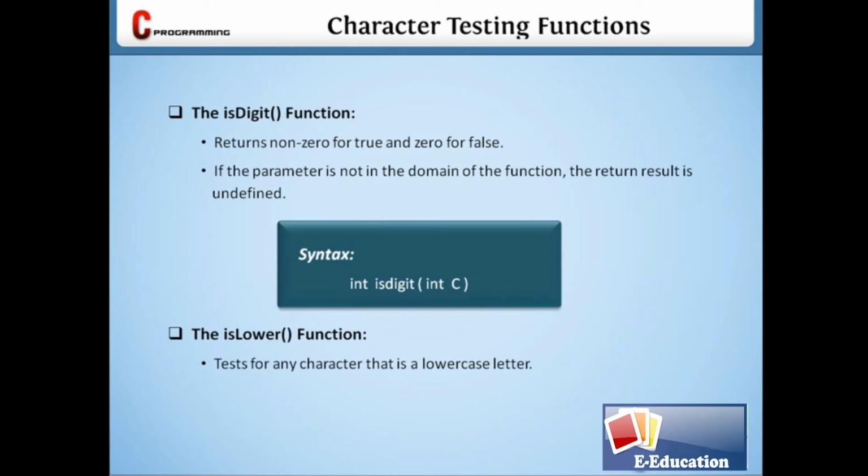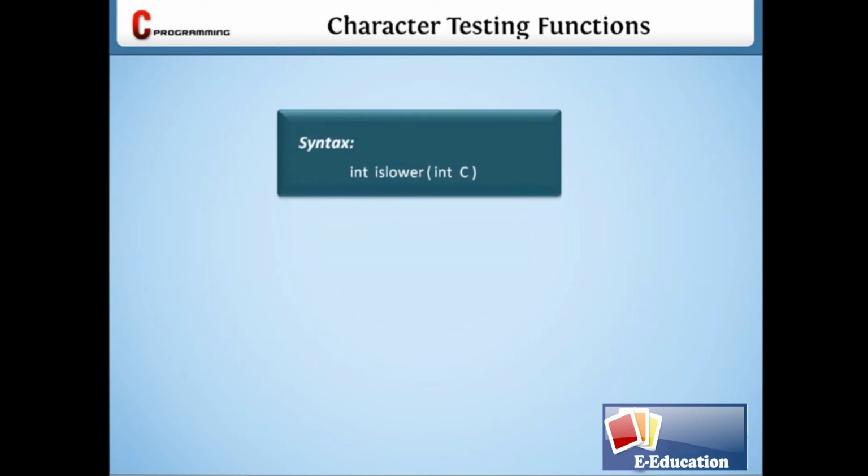Now we'll discuss the islower function, which tests for any character that is a lowercase letter. The islower function will return non-zero if the character is a lowercase letter. Otherwise, it will return 0. Take a look at this syntax: int islower(int c).